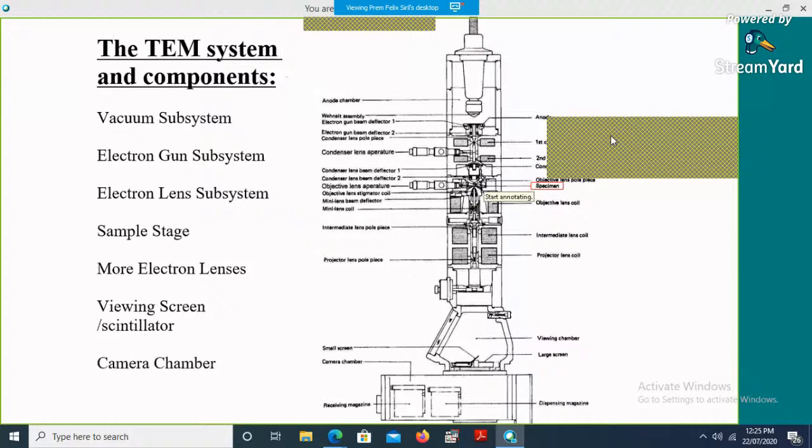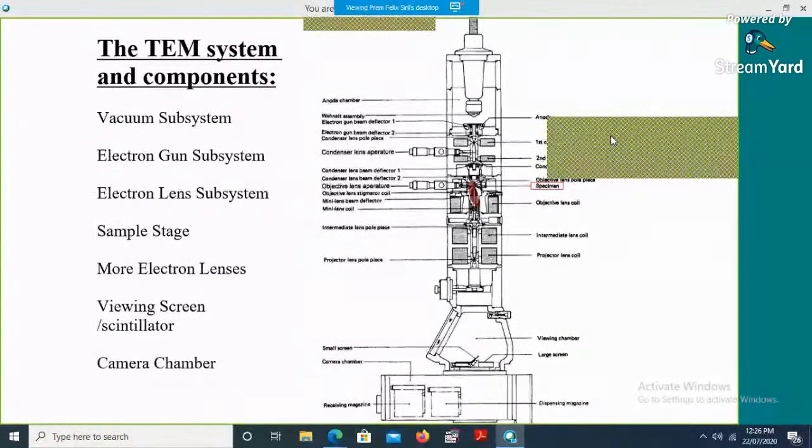So the electron beam first falls on the sample, and then the transmitted electrons going downwards are finally focused on a small fluorescent screen. You can either see the image directly, or you can capture it using a camera. So in the TEM, the image is captured at the bottom because the sample sits in the middle of the electron beam column.